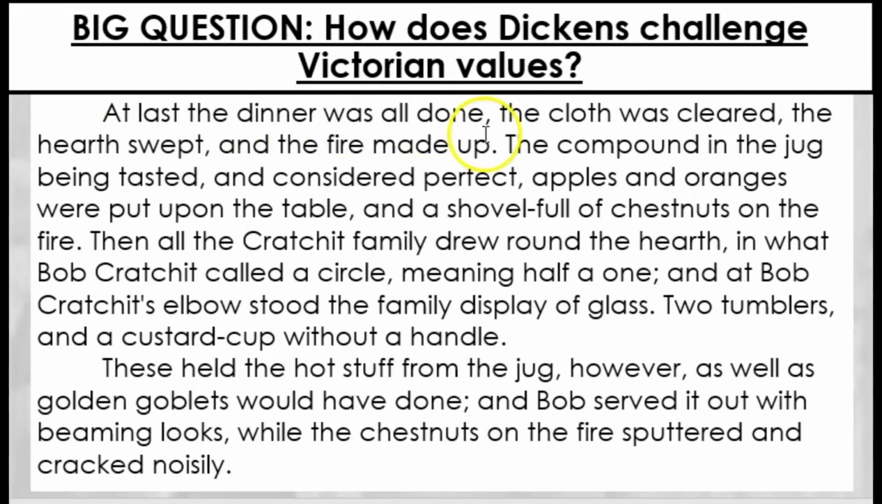At last, the dinner was all done. The cloth was cleared, the hearth swept, and the fire made up. The compound in the jug being tasted and considered perfect, apples and oranges were put upon the table, and a shovelful of chestnuts on the fire. Then all the Cratchit family drew round the hearth in what Bob Cratchit called a circle, meaning half a one. And at Bob Cratchit's elbow stood the family display of glass, 2 tumblers, and a custard cup without a handle. These held the hot stuff from the jug, however, as well as golden goblets would have done, and Bob served it out with beaming looks while the chestnuts on the fire spluttered and cracked noisily.